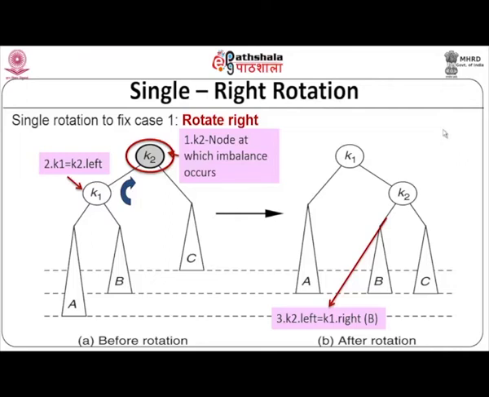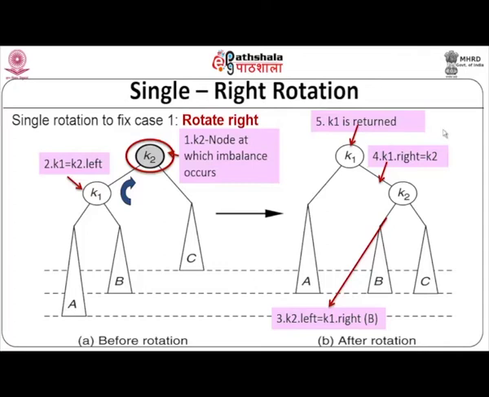So, B is K1 dot right, that has been made into K2 dot left. And then K1 dot right now becomes equal to K2. We have changed K1 dot right. Now K1 dot right becomes equal to K2 and K1 is returned. Previously the root was K2, now K1 is returned. So, these are the 5 steps.